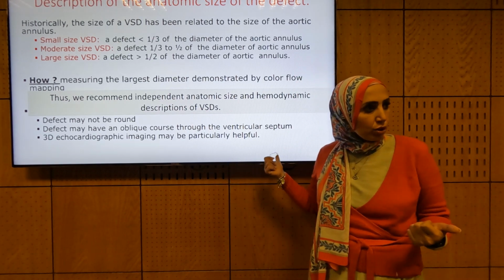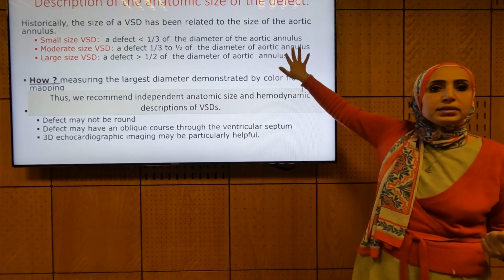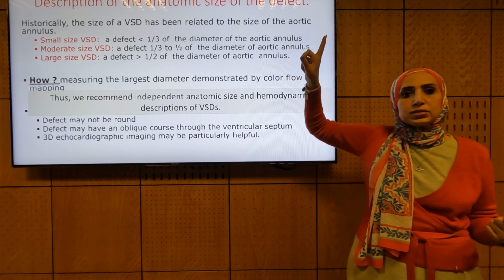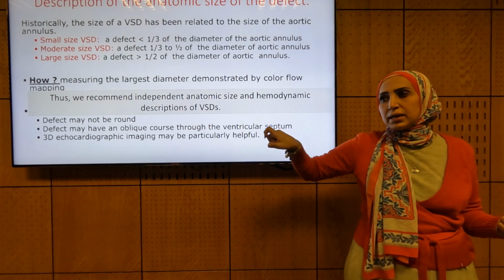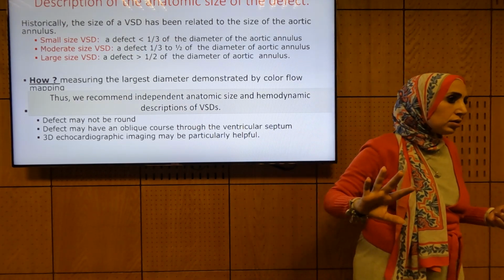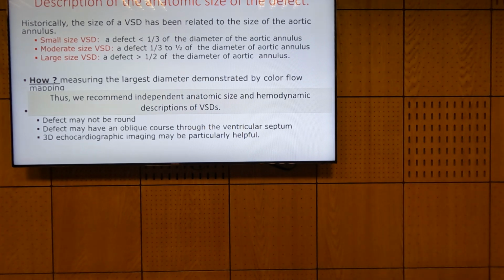Is that clear about this point? Historically, but nobody uses it currently. If you just measure the VSD at the maximum diameter and put it in the report, that's not enough. You have to report the size and then the hemodynamics. Is it clear now? Any question about this?